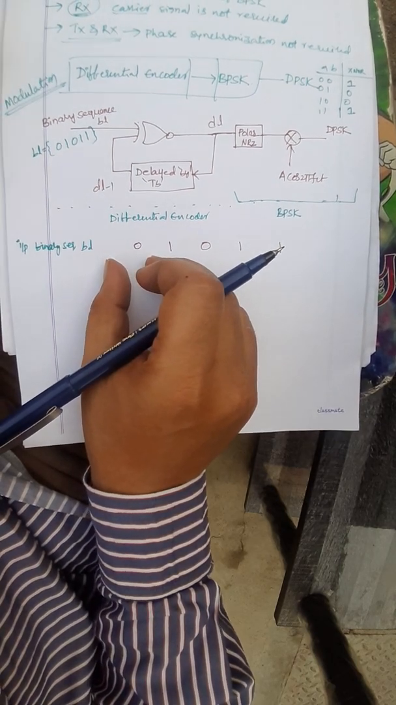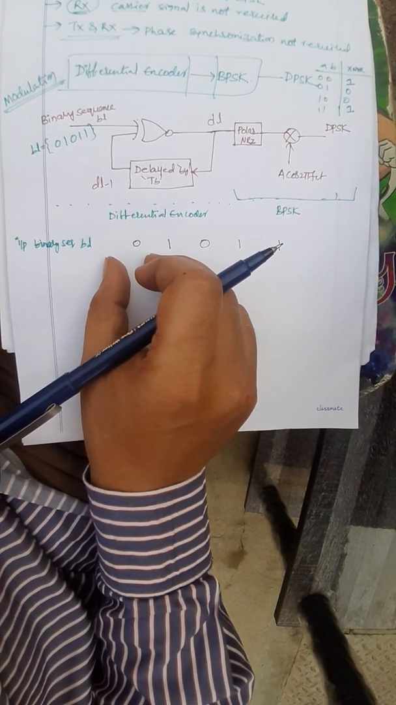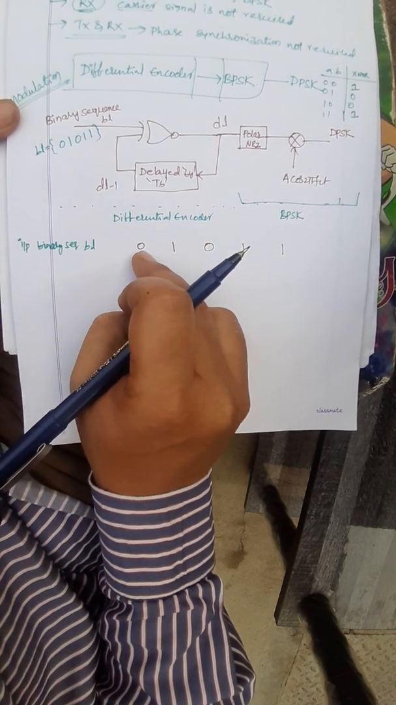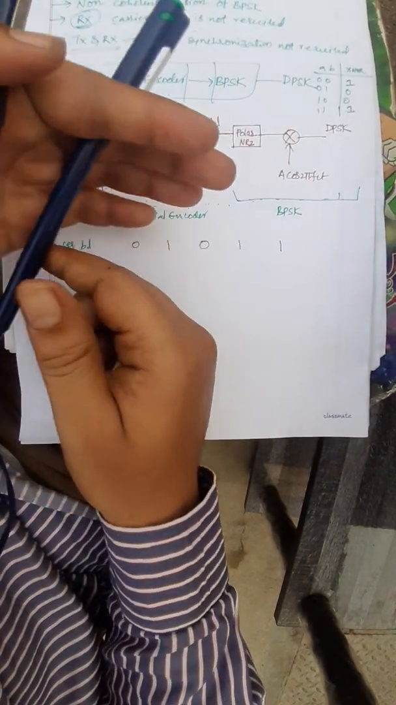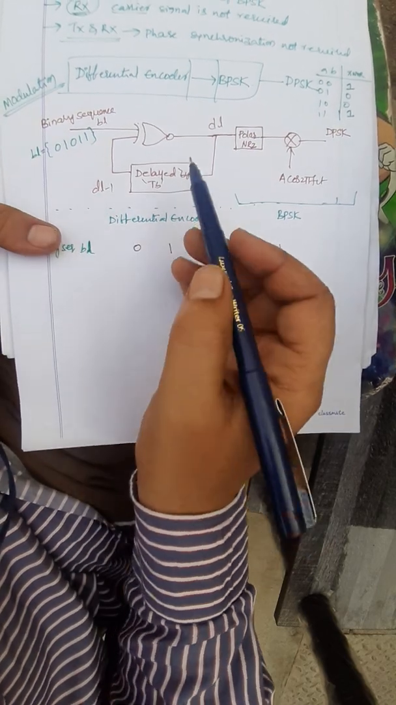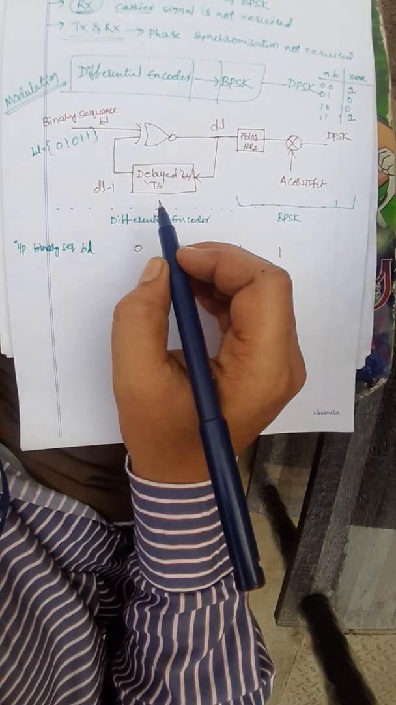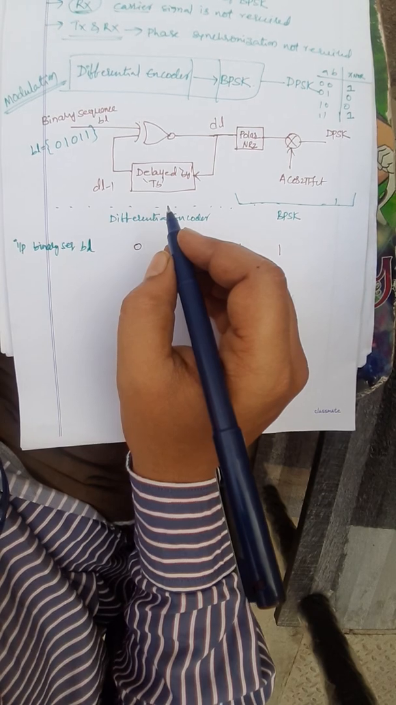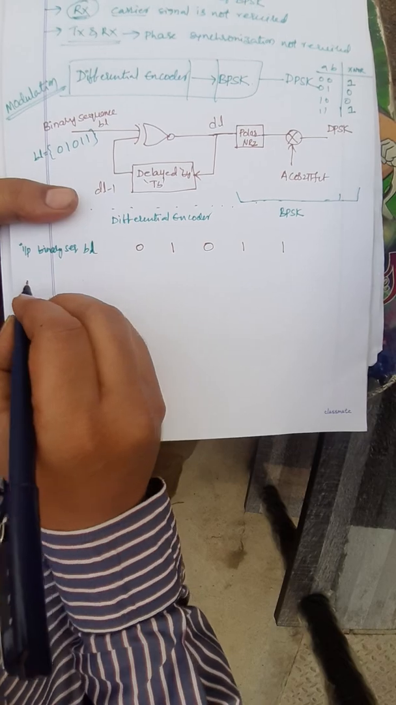Why? Because it is a differential binary phase shift keying. Because of binary, only at a time for TB duration we can transmit only one single bit. This is my input binary sequence, that is BL. Next, to perform the operation, we require a signal delayed by TB.